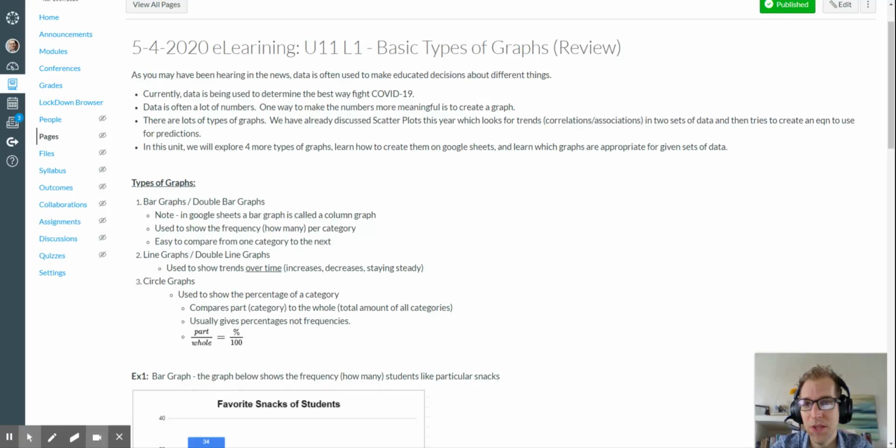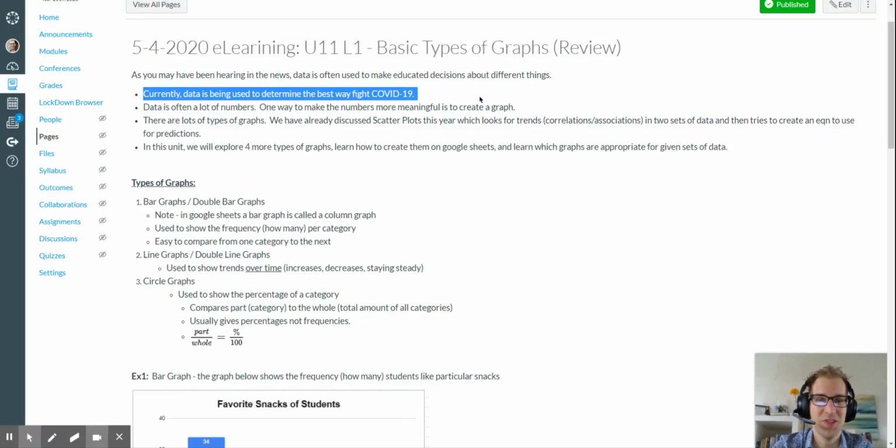As you have been hearing in the news, data is often used to make educated decisions about all sorts of different types of things. Obviously, currently, a huge example would be COVID-19, right? If you've heard language such as flattening the curve, for example, that's a graph. That's looking at something on a graphical display. Obviously, it's used in a lot of different places, and that's just one example.